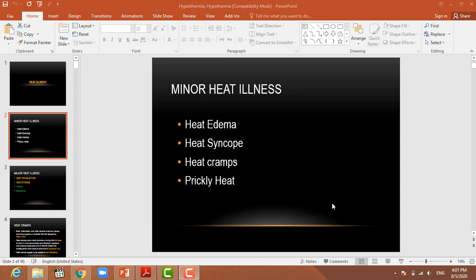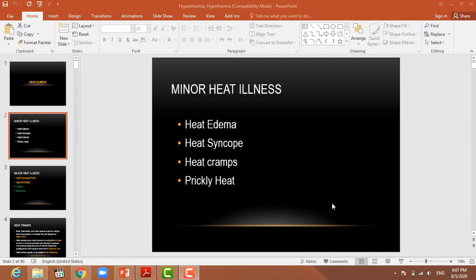Here are some of the clinical or pathological changes, or the diseases, which are involved with skin body temperature. First of all, there are some minor heat illnesses, commonly seen in your practice: heat edema, heat syncope, heat cramps, and prickly heat. I will explain one by one what is meant by heat edema.